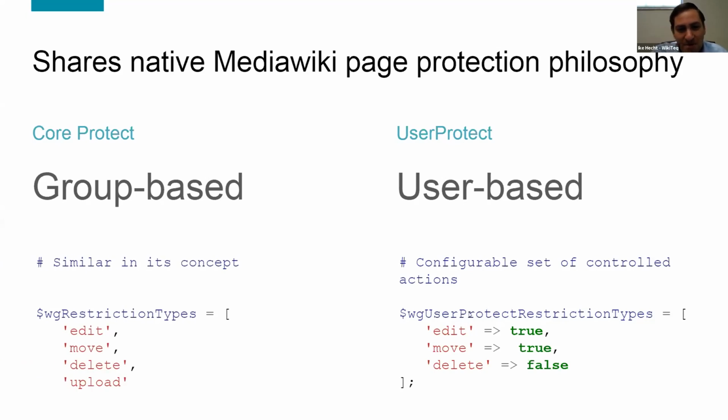This global may look familiar because we tried to make it as similar as possible to the core global $wgRestrictionTypes, which is what sets the restrictions that you can use in the Protect tab.